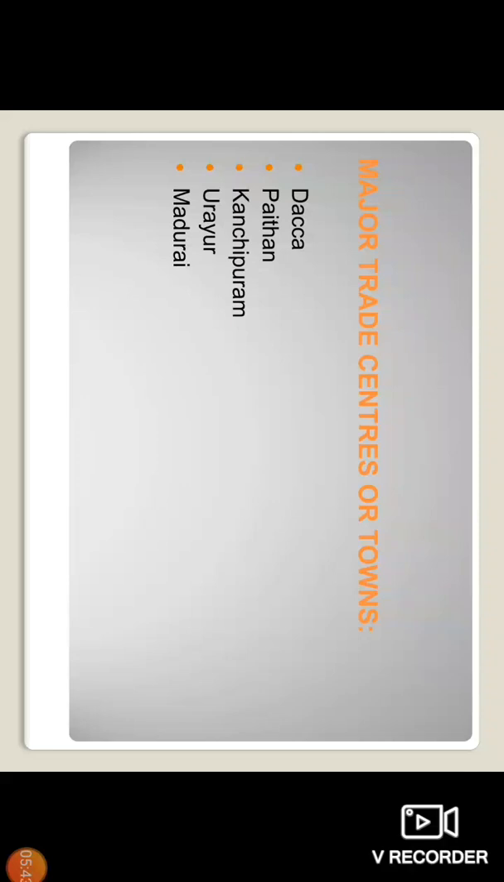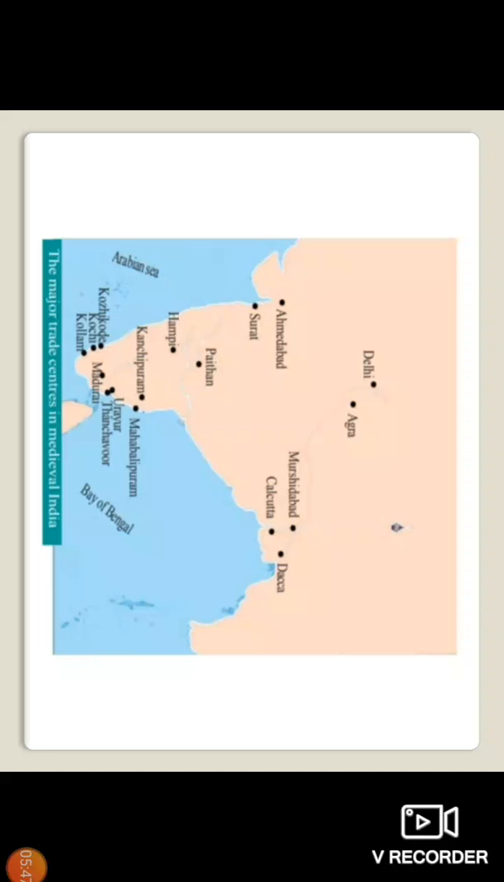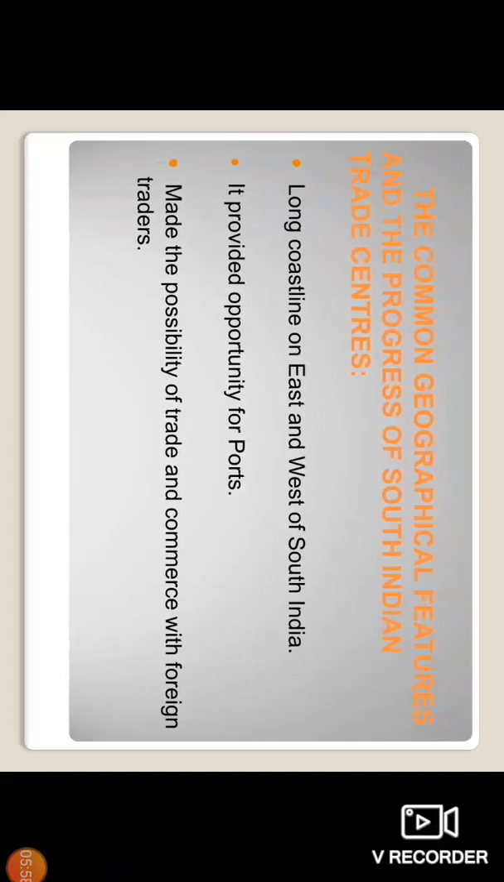From the map we can understand that the major trade centers were situated along the seashore, and hence there was an opportunity for ports and thereby trade and commerce. That is, imports and exports were possible. Because of this geographical feature, that is the long coastline on the east and west of South India, the South Indian trade centers progressed. To conclude today's session, let us summarize what we studied today.